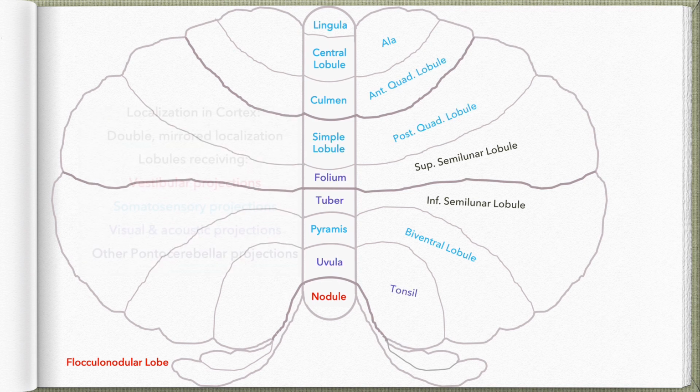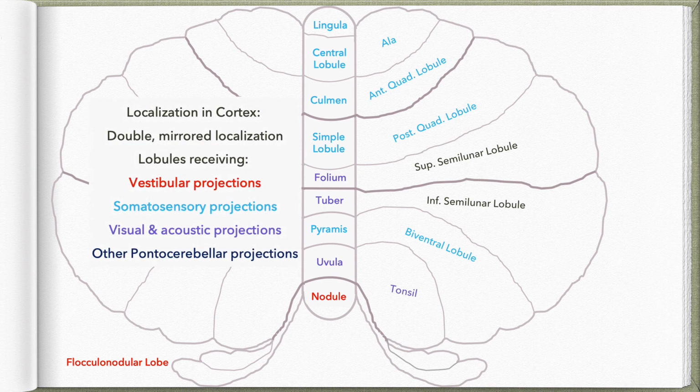Coming to the somatotopy, cerebellum has a double mirrored localization. So again here we are showing the lobules which receive vestibular projections in red color, the lobules which are receiving somatosensory projections in blue color, the parts which are receiving visual and acoustic projections from the cerebral cortex in violet color, and the other pontocerebellar projections in the areas labeled with black color.